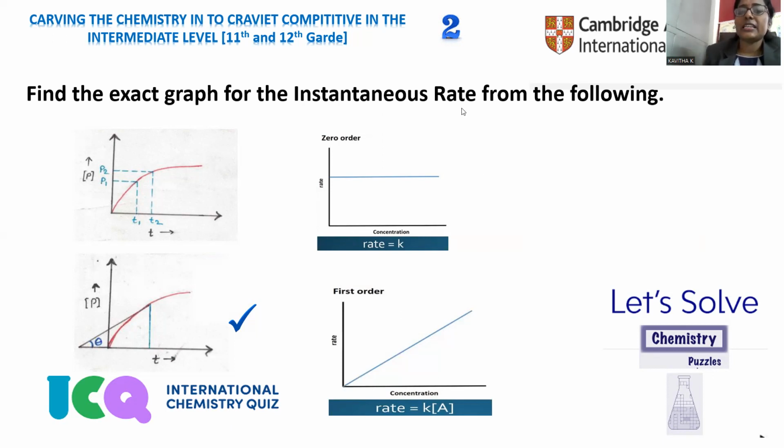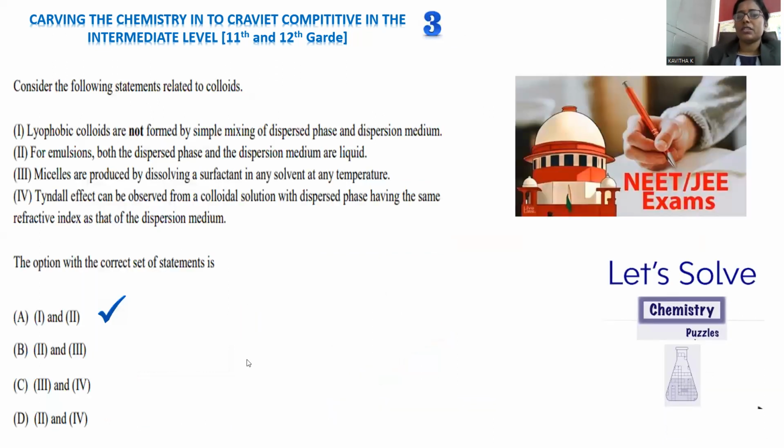Among all, for the instantaneous rate, the exact representation will be option number C. For question number 2, option number C will be the correct answer. Move on to question number 3.